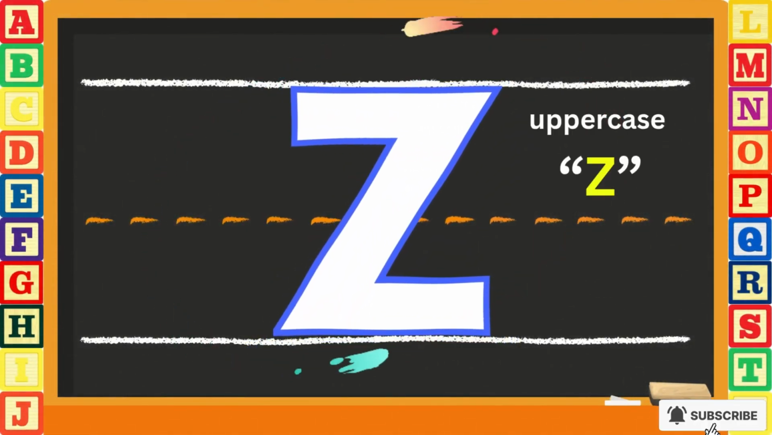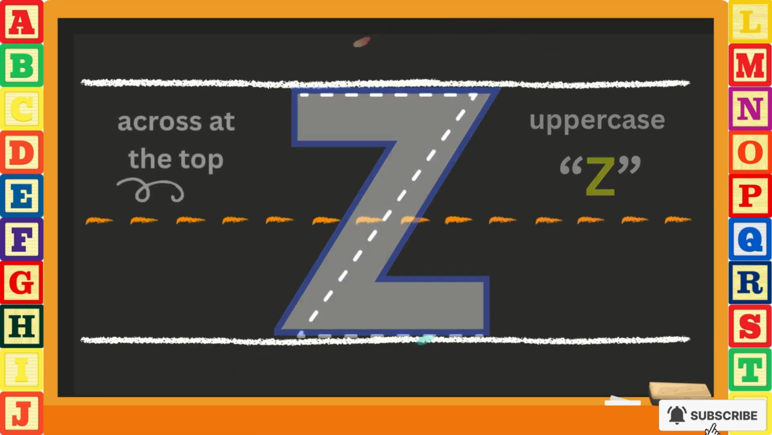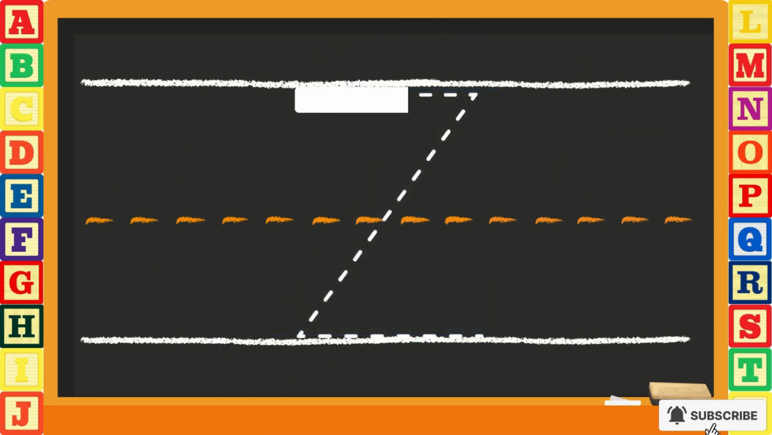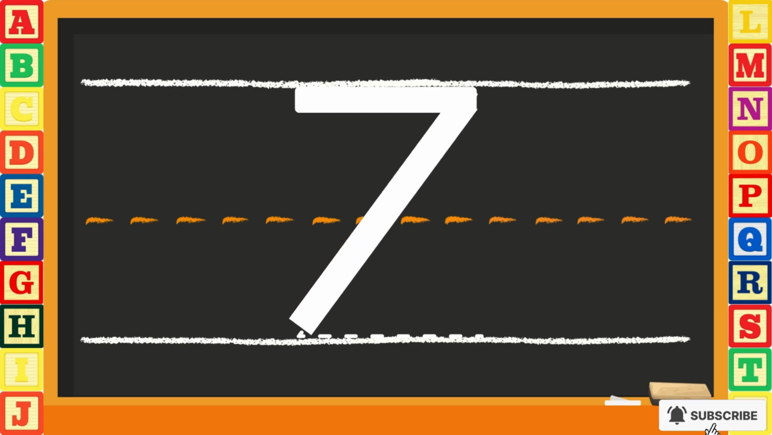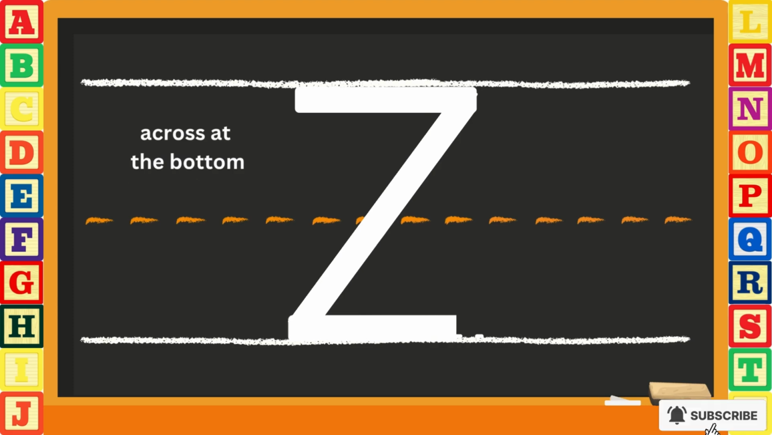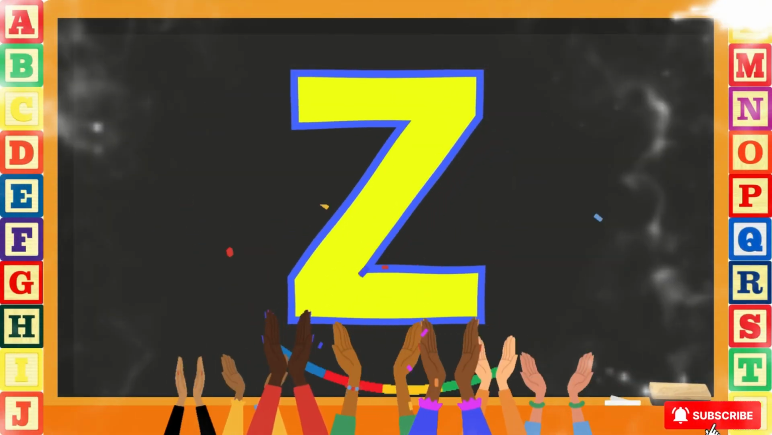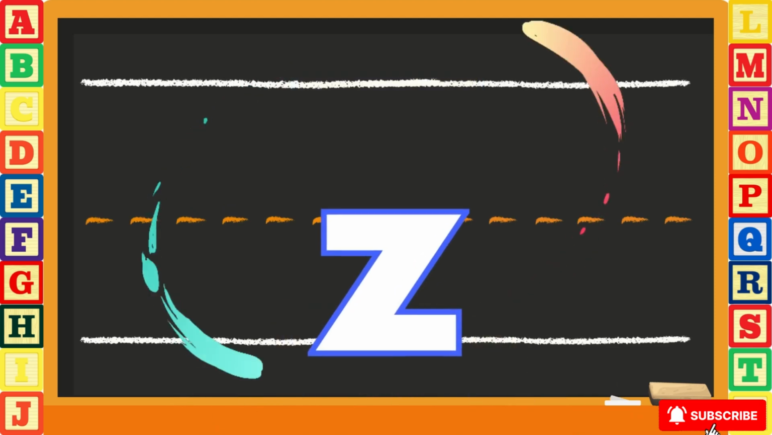That's uppercase Z. Ready? Across at the top. Slant down in. Across at the bottom. Good job, kids! Now let's write the small letter Z.